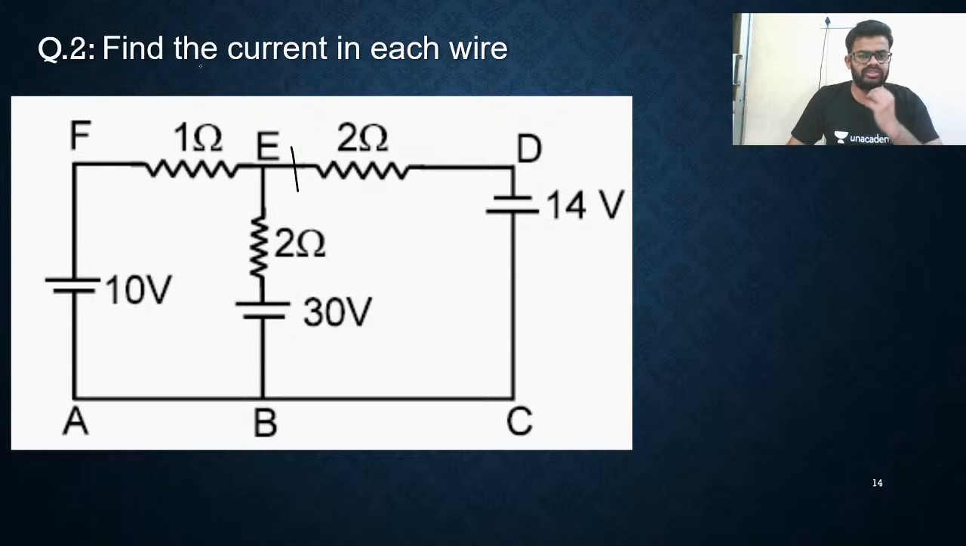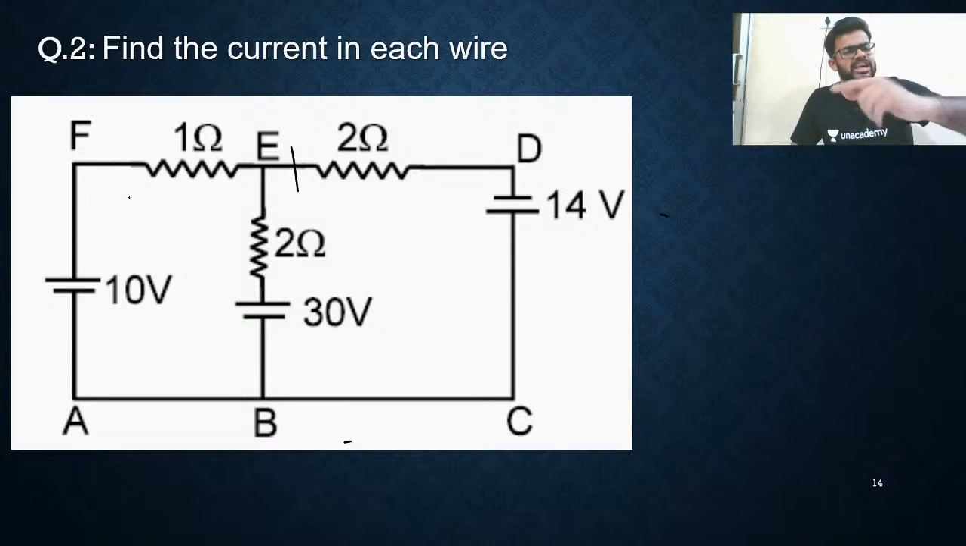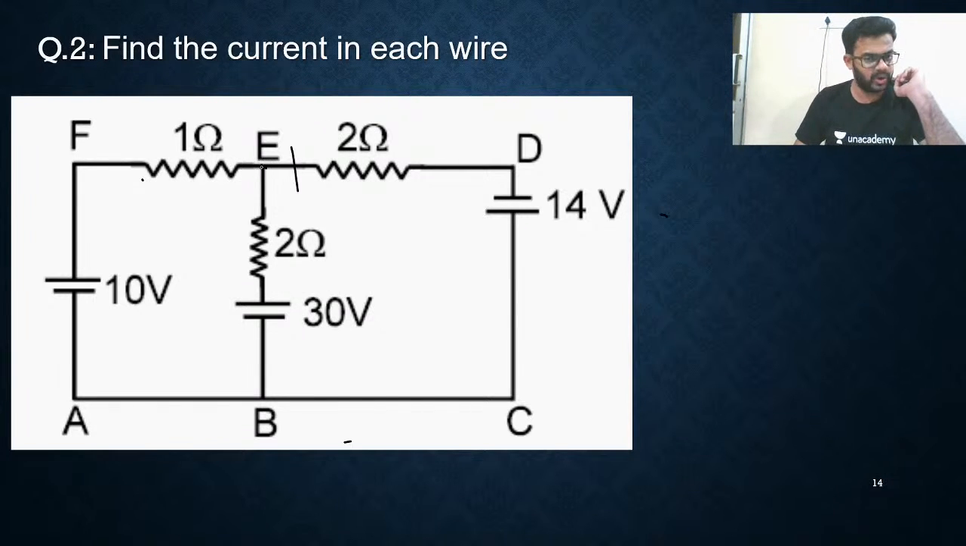The question is, find the current in each wire. How many wires are there? I'll consider any one junction, so I'll get the current in each branch. Branches FE first, DE second, and BE third. These three branches are connected at point E. We just need to find the current in all three branches, so use the nodal analysis method.